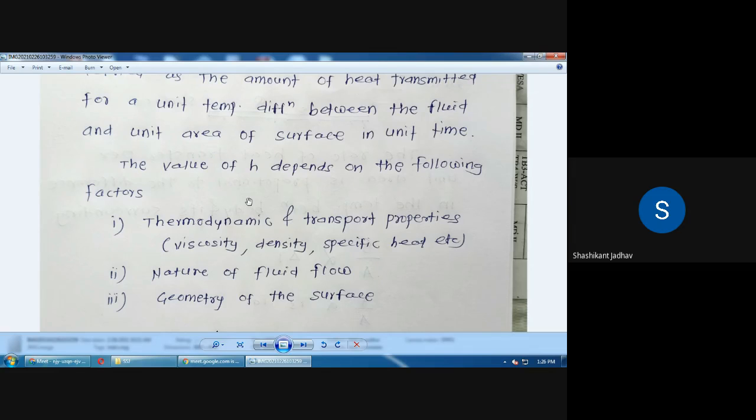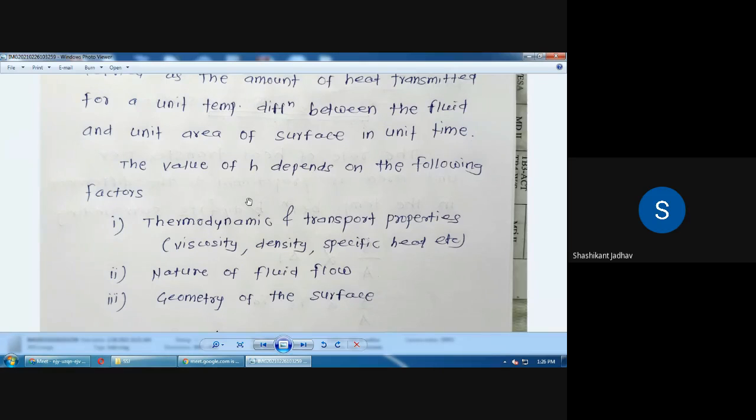Write down first factor. The value of H depends on the following factors. First one, thermodynamic and transport properties. Thermodynamic and transport properties means in this case we have considered one plate and on that plate a fluid is flowing. So what is the convective heat transfer coefficient for this particular condition? This depends upon the thermodynamic and transport properties.